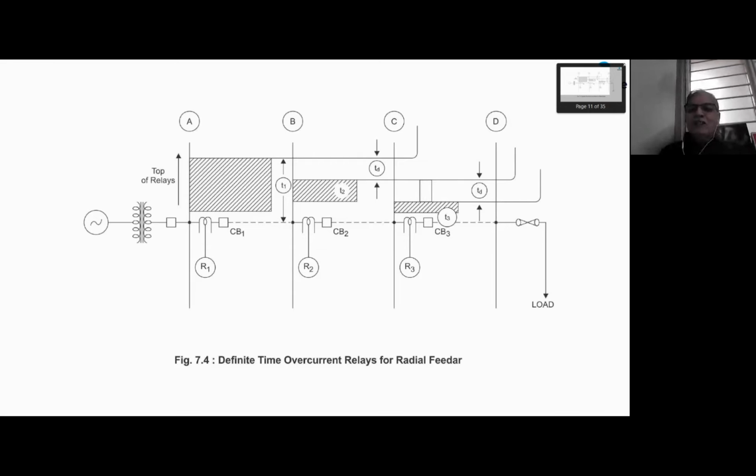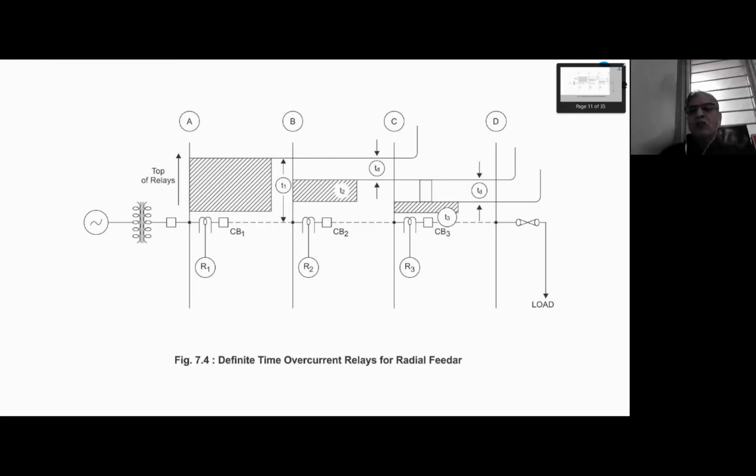So what happens is, and now R2 is reaching up to D. Pickup is set for reaching up to D. So what is the reaching? R2 should reach for double line fault at D with minimum generation for phase relays, and for line to ground fault at D for ground relays with minimum generation. So it will reach up to D. It may go beyond D, I don't mind.